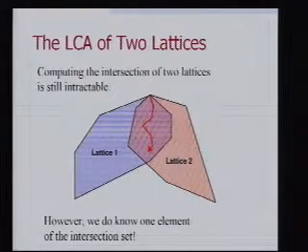So, illustrating, here's one lattice. Here's another lattice. Here's the intersection of the lattices. We can't compute these lattices ahead of time. They're too large. So how on earth do we find the intersection of the lattices? Well, it turns out that we know one member of the intersection to begin with.